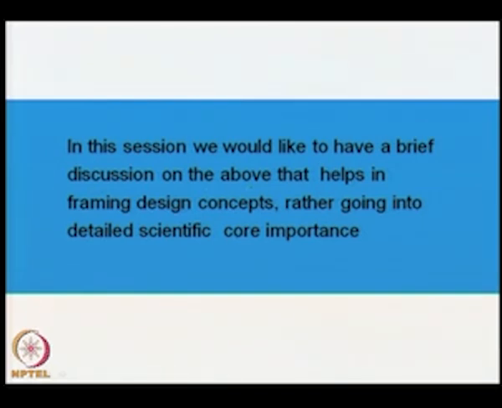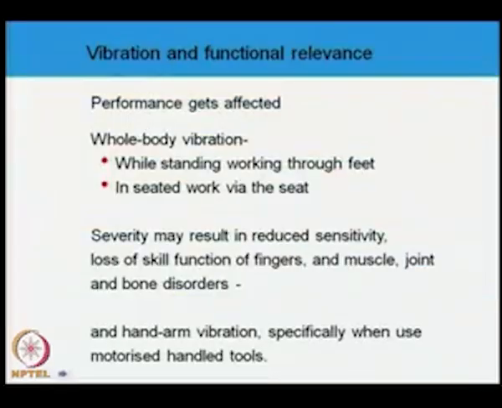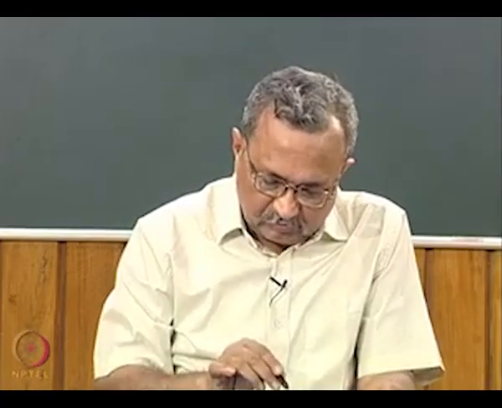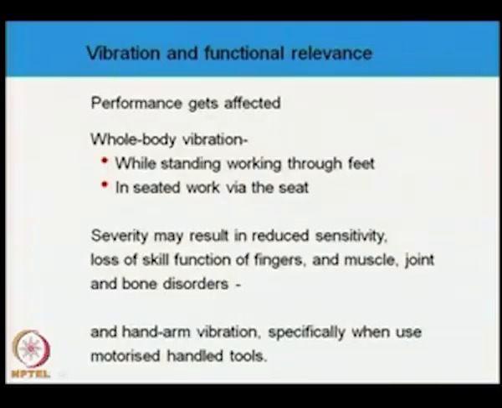that help in framing design concepts, rather than going into detailed scientific core importance, like vibration and functional relevance. Performance gets affected, that we know. If there is vibration, performance reduces. Whole body vibration is there. While standing and working, the vibration comes through the feet, or in seated work via the seat.